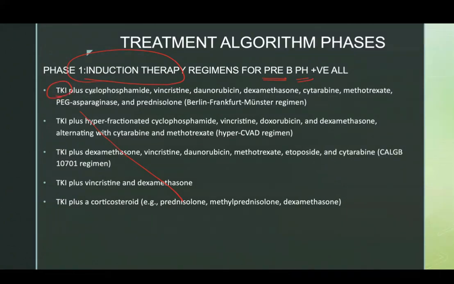You know the tyrosine kinase inhibitors, right? I don't need to tell you. You all know the tyrosine kinase inhibitors. Plus cyclophosphamide, vincristine, daunorubicin, dexamethasone, any of these drugs, cytarabine and methotrexate with asparaginase and prednisolone. Any of these drugs, you will make a combination of these. It depends upon the different patients and their comorbidities and their age. This regimen is called Berlin-Frankfurt-Münster.